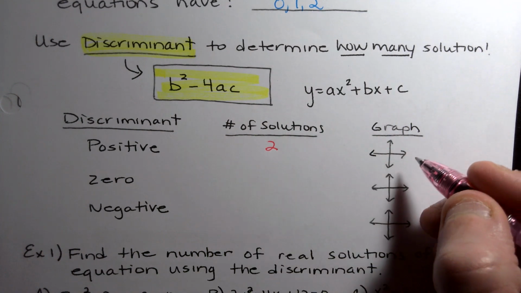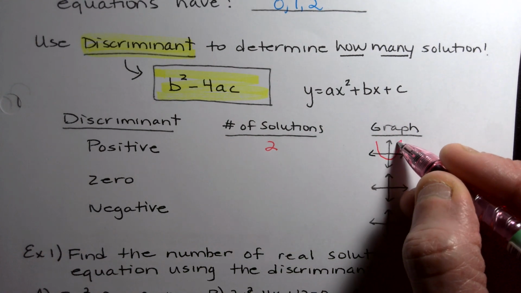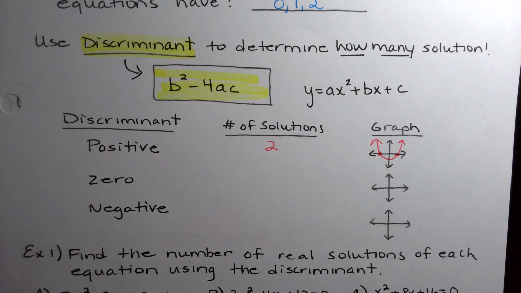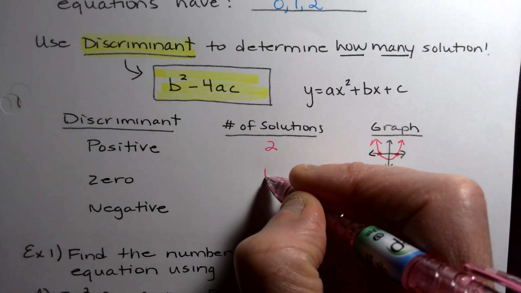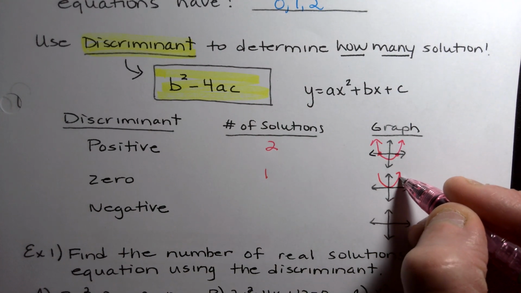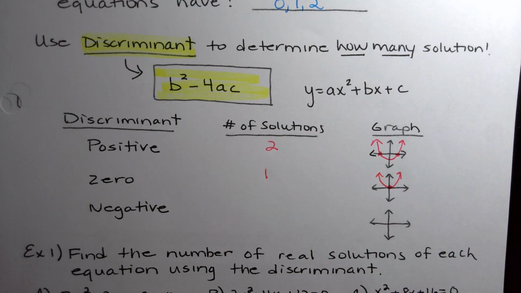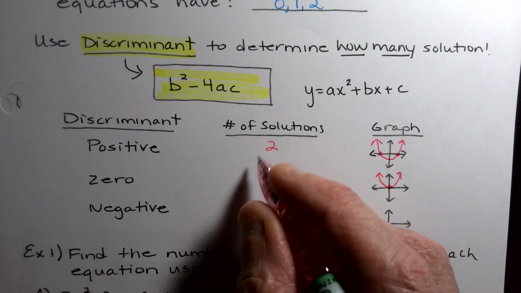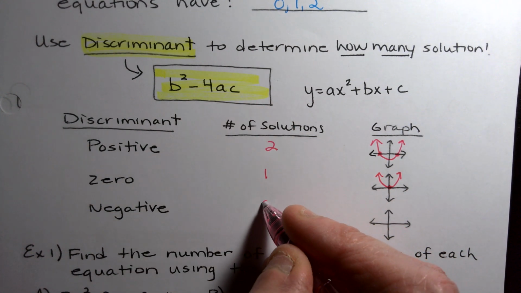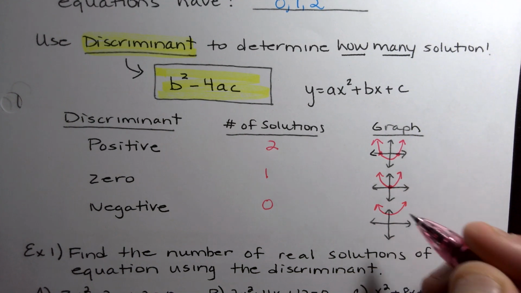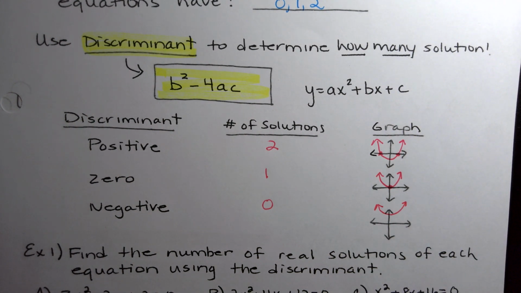Use a different color here, and that is this type of graph when it goes through in 2 spots. If this happens to equal exactly 0, there's 1 solution, and that is when it touches in exactly 1 spot. Could have turned down too, any of these could. And if you get a negative value when you do that, that is 0 solutions. And that means it never touches the x-axis.